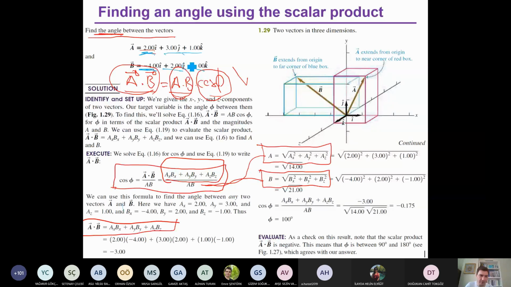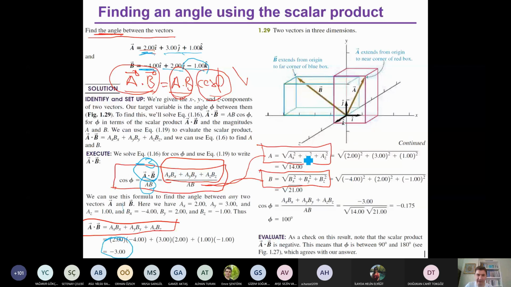BZ is this one, so put them here. Finally, we will get this relation, minus 3. Okay? So just put here minus 3. And we need A times B. Calculate A with that relation.